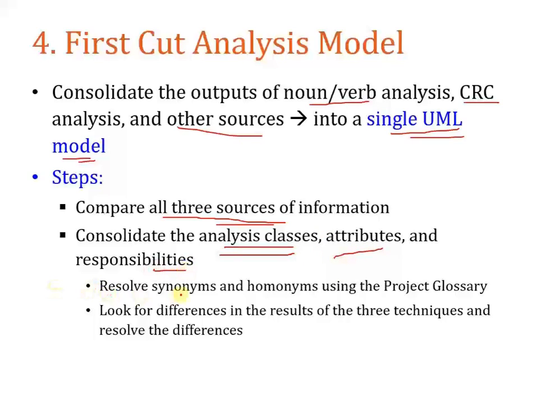Now, we will be resolving synonyms and homonyms. So, if 2 classes give the same meaning, then we can treat them as a single class. Similarly, homonyms are the same words but with different meanings. So, in such cases, we need to either rename the class or create some generic classes. That is, resolving those issues by using the project glossary will be done, so that the identical classes and the duplicate classes will be removed here. Look for the differences in the results of the 3 different techniques and resolve the differences.